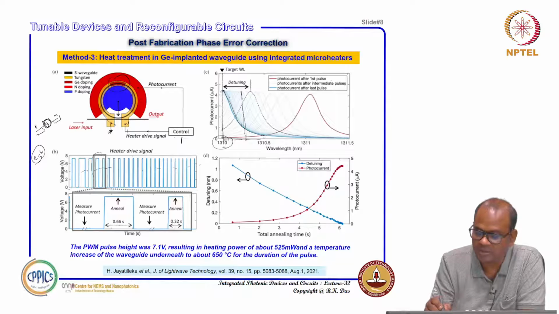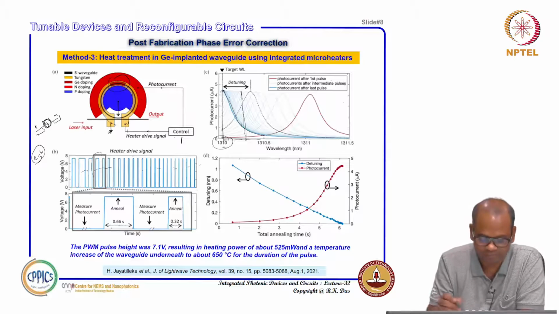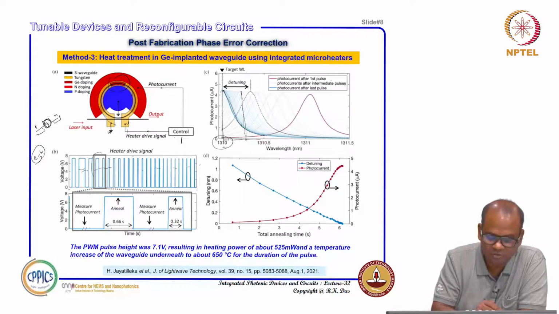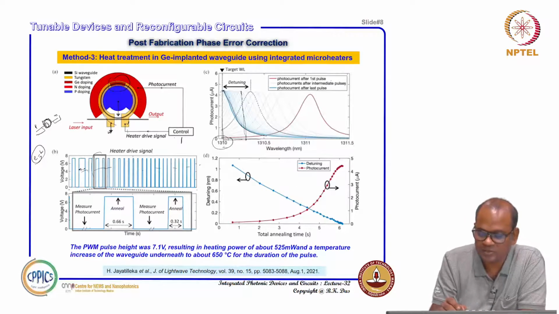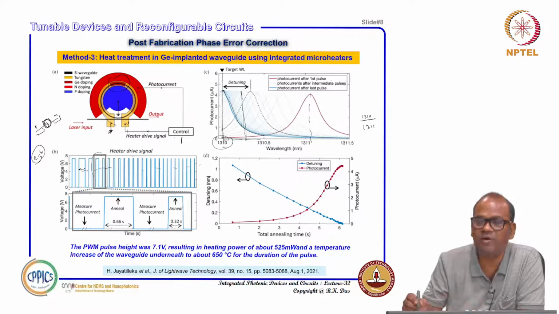And depending on the pulse, just monitoring the photocurrent, you can actually find out where your resonance is going. Initially the pulse width is more, so your detuning will be more, and slowly you want to control more. Suppose you have a 1310 nanometer original resonance wavelength, and now you want to reach a resonance wavelength of 1311 nanometer. So initially you can have a longer pulse width, so that it can detune very fast.